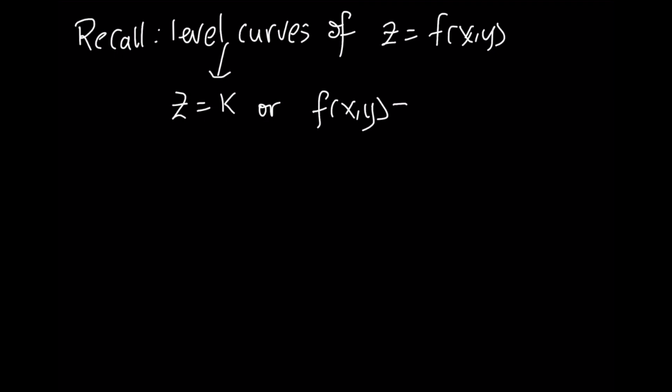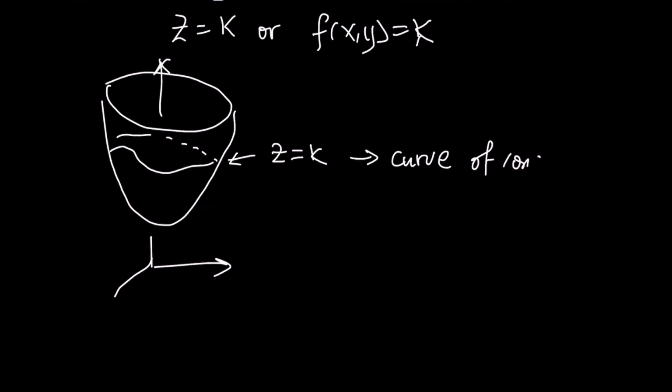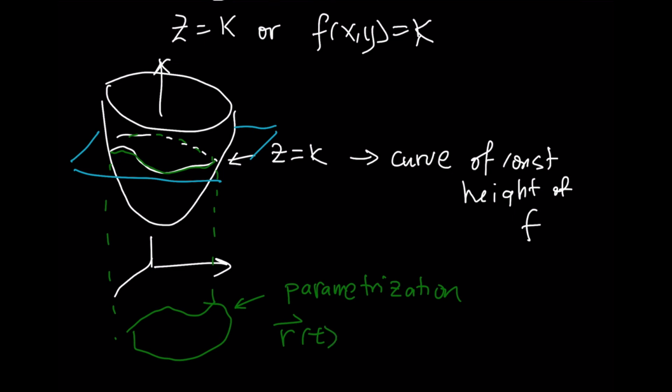In terms of a picture, this is like saying take your function, set it equal to some height, z is equal to a constant. Now, this is going to produce a curve of intersection with your surface that represents the curve of constant height. If we were to take this and project it down, there will be some curve like so, and you can talk about a parametrization of this curve, and we would call it r of t, and it's going to have some coordinates x of t and y of t.